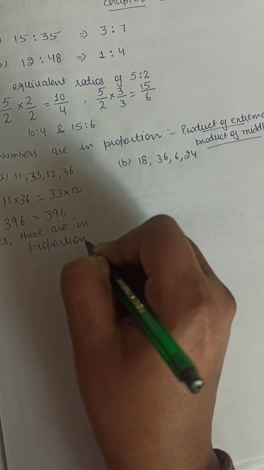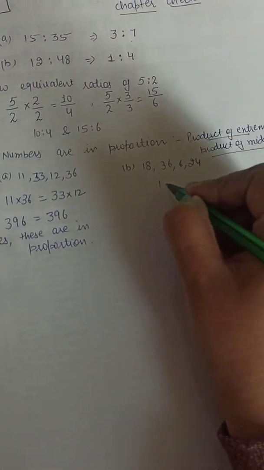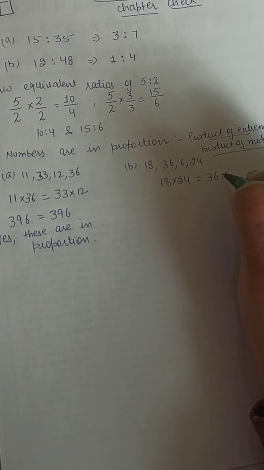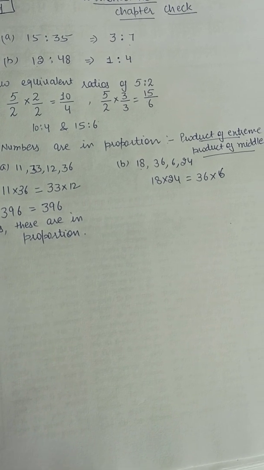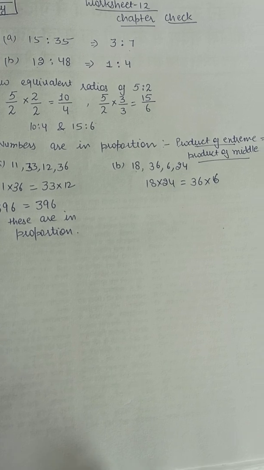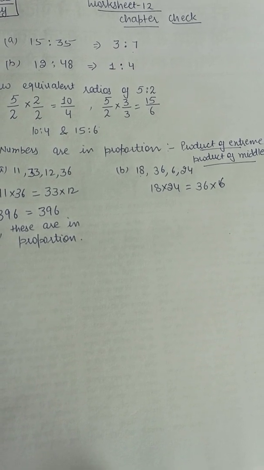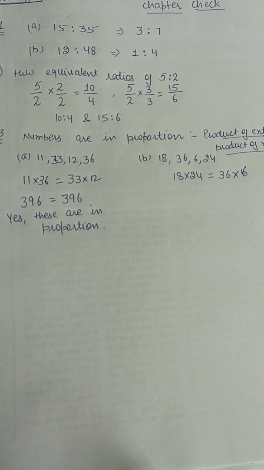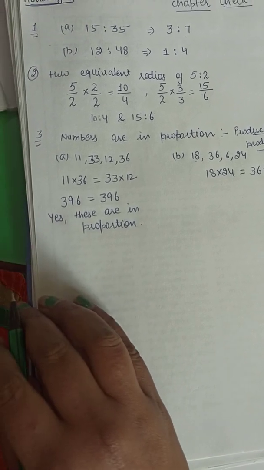Second, again we will check it. 18 multiplied by 24 equals 36 multiply 6. So this you will do yourself. Find their products and check whether they are equal or not. If the products are not equal, it means the given numbers are not in proportion. And if the products are equal, it means the numbers are in proportion. Next, question number 4.